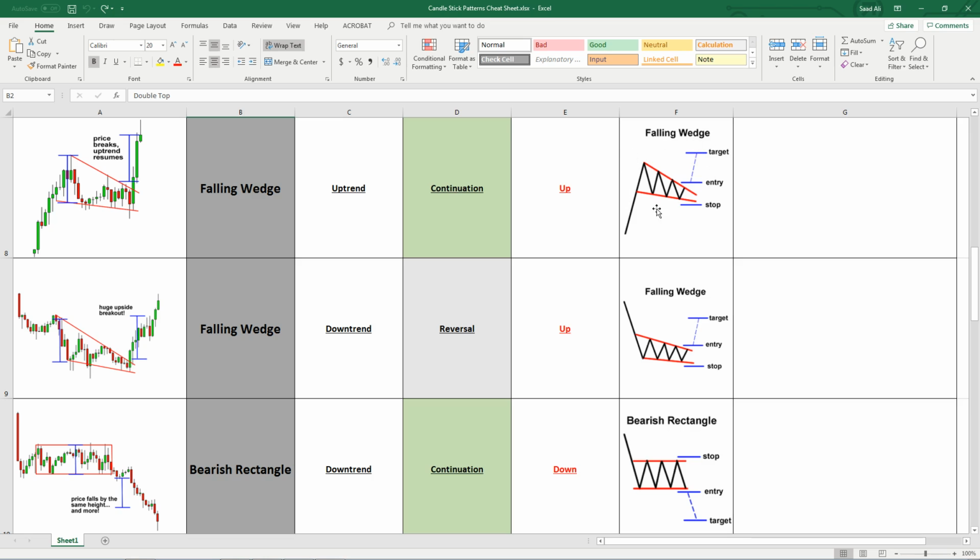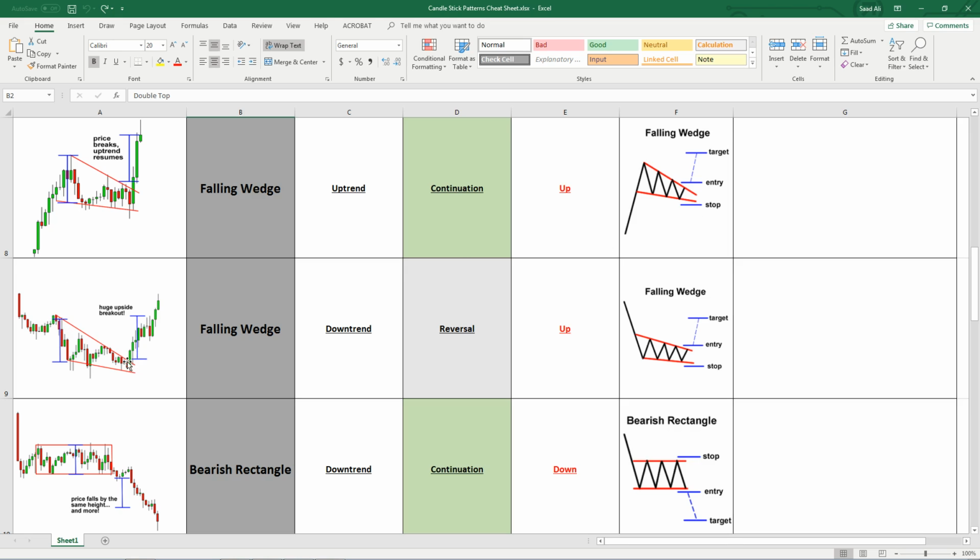And here's how you can trade it. So it's a falling wedge. That means this wedge is going downwards. That's what makes it falling. Drawing your trend lines, and then the next move is going to be up, continuation, because price was coming up, and this is a continuation. And you can place a buy order with a stop loss there.